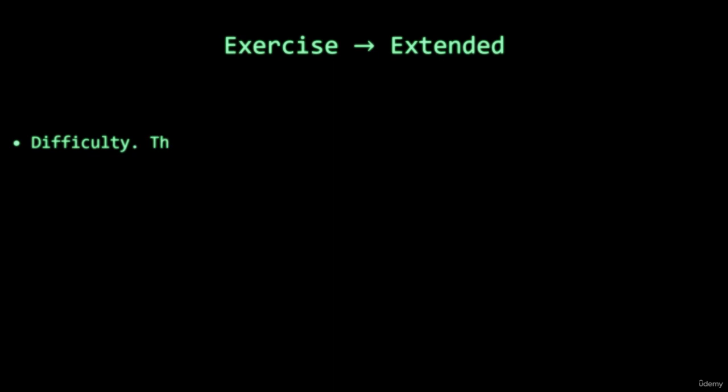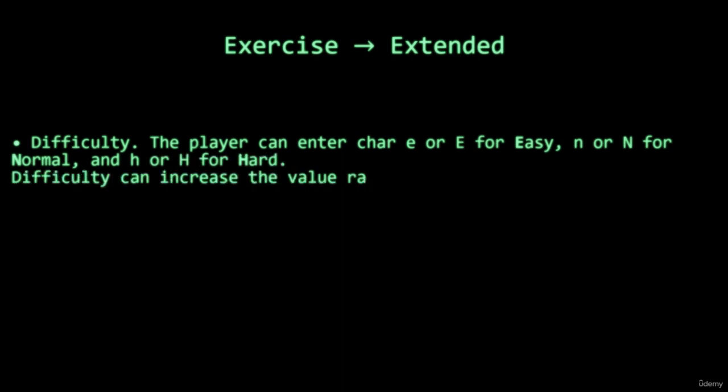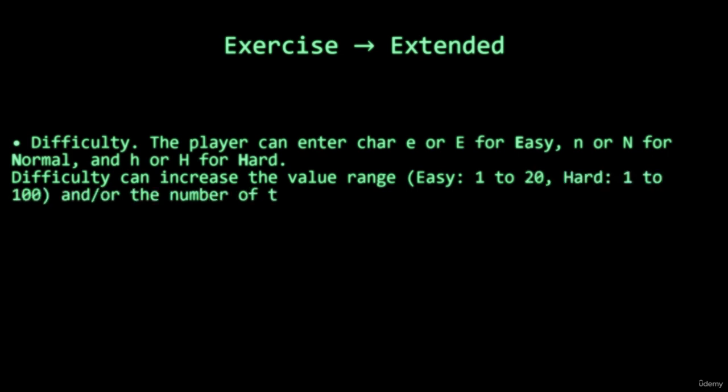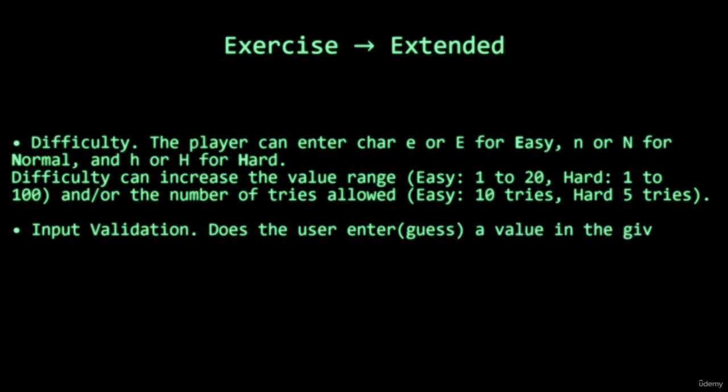You can continue to add more to this game, so for example you can add difficulty, where the player can choose what difficulty they want to play the game. For example, the player can enter the character E for easy, lowercase or uppercase, N for normal or H for hard. Then based on the difficulty chosen by the player, you can maybe increase the value range, so instead of doing 1 to 20 or 1 to 50, if the player chooses hard, you can do 1 to 100 for example, and or you can change the number of tries allowed. If the player chooses easy, you can give them 10 tries for example. For normal, you can give the player 7 tries, and for hard, you can give the player 5 tries for example.